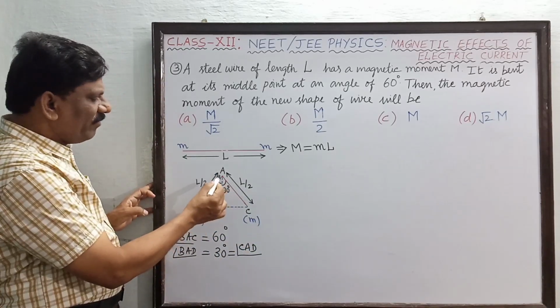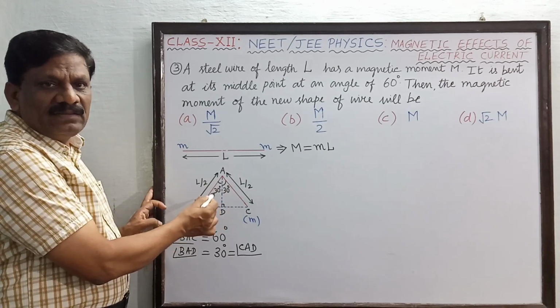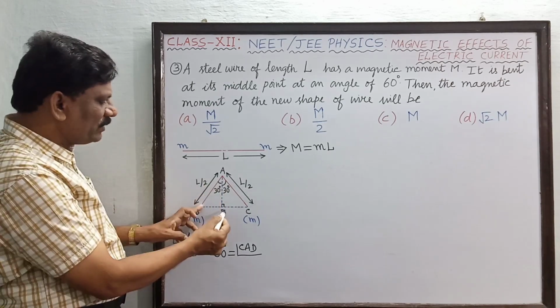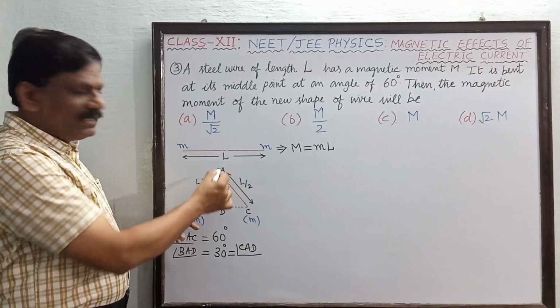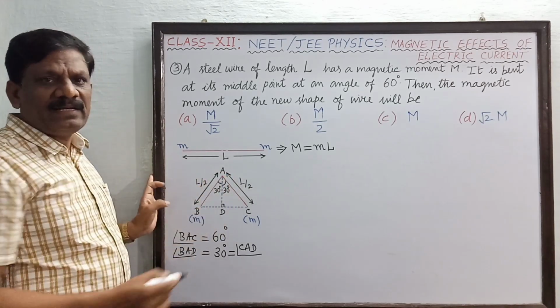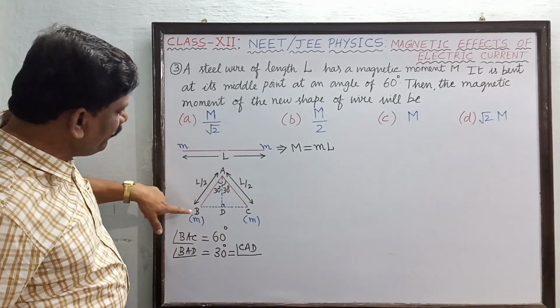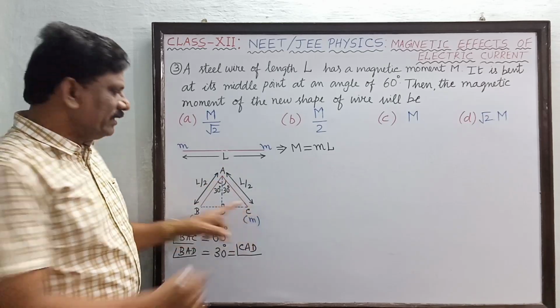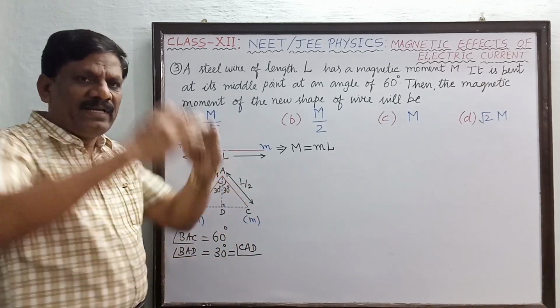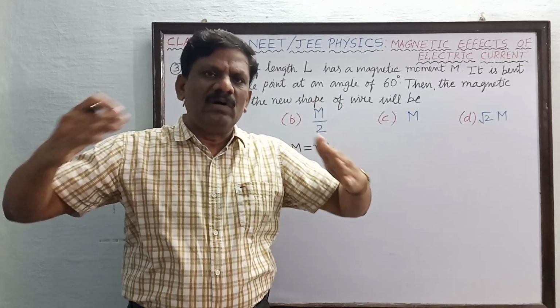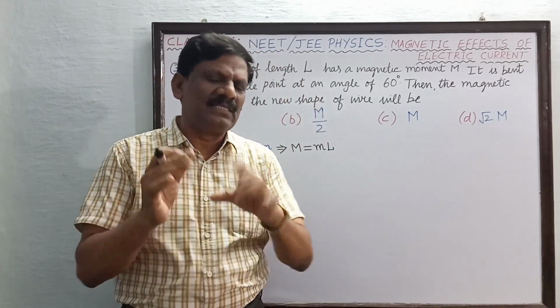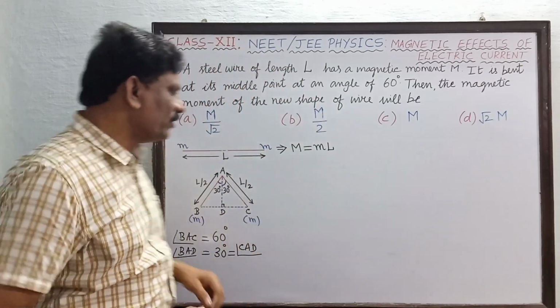Now I will find out the value of sine 30. Sine theta is equal to opposite side by hypotenuse. For both the right angle triangles, the hypotenuse AB and AC have the same length L by 2, because the wire is bent into two halves. So half the length is L by 2. Very quick understanding is required.